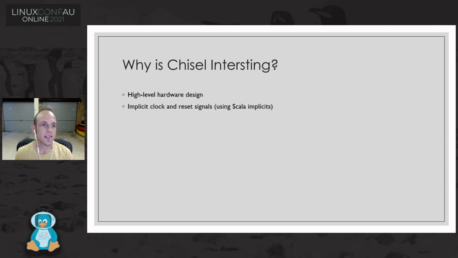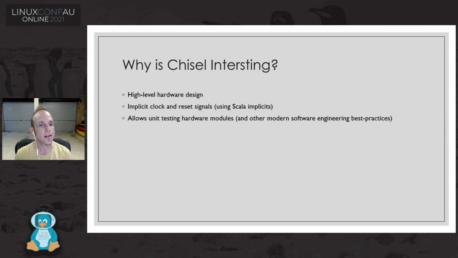As I mentioned before, you've got these implicit clock and reset signals using Scala implicits, which may not sound like much, but not having to pass a whole class of signals around in your code is very nice. And because it's based on Scala, you get to use all of Scala's testing libraries and rely on modern software engineering best practices that, if you're a software engineer, you've come to rely on. So things like unit testing and CI, that's all possible using Chisel. And I think most importantly, it allows you to move fast and spend less time debugging on actual hardware.